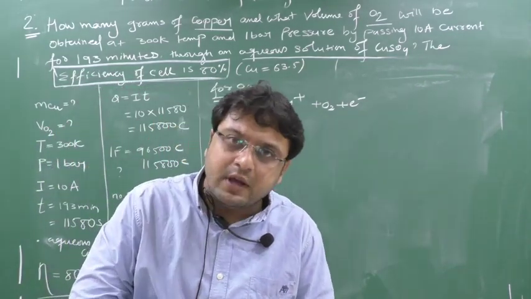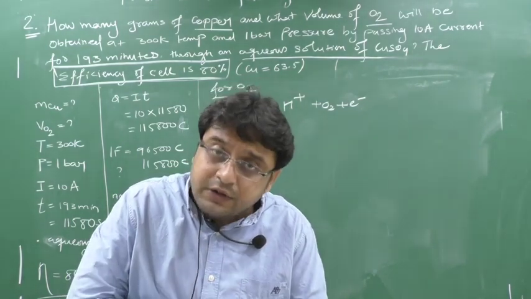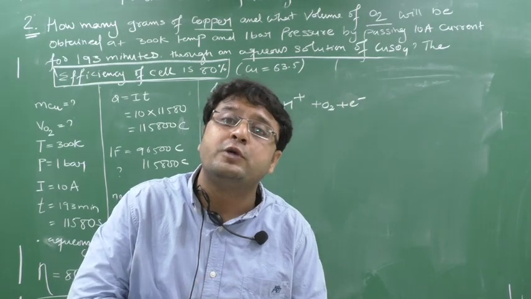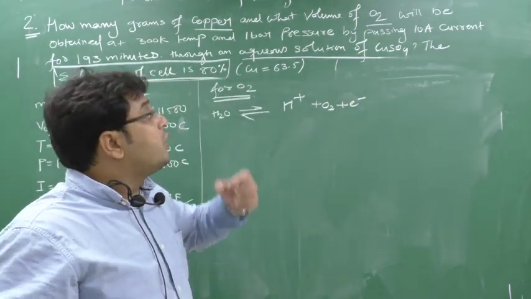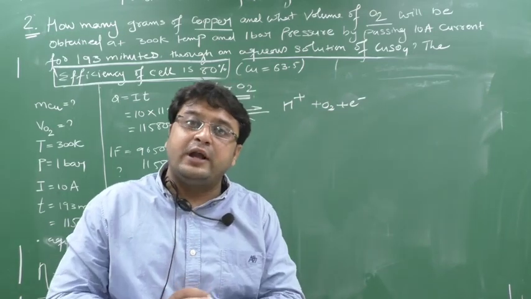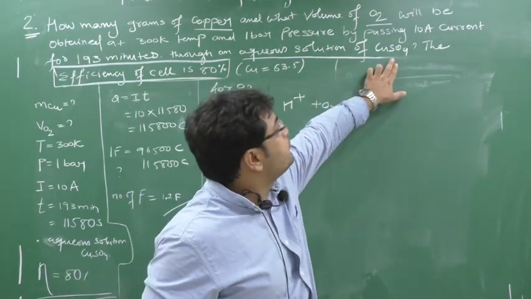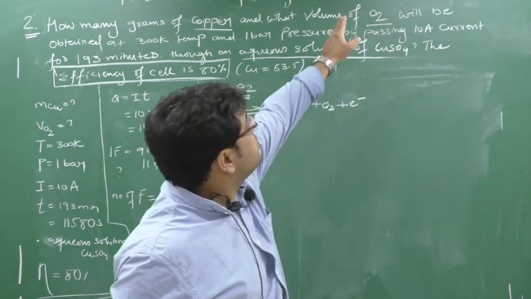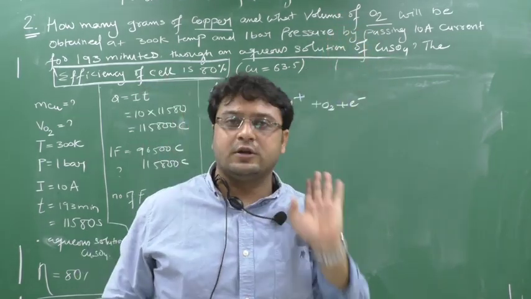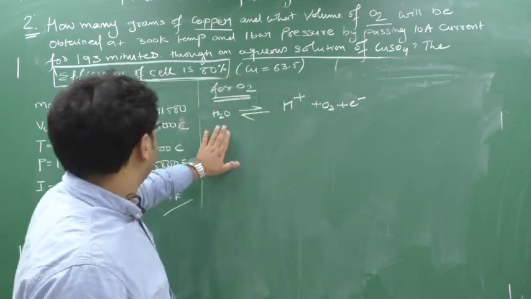If in a problem they ask you to determine the volume of O2, then whatever electrolyte they have given, from that electrolyte you take the anodic part as water only. Here the anodic part SO4 2 minus is given, but in the question oxygen is asked, so you calculate for water. Forget this SO4 2 minus. This is one key point to remember. So you take water.